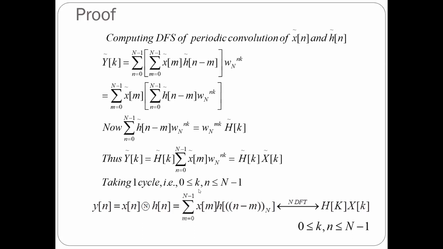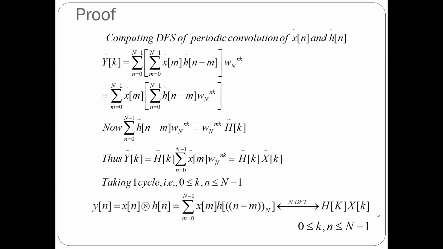So we will take one cycle of that. One cycle of y tilde of n is equal to y of n. One cycle of x tilde of n is equal to x of n. One cycle of h tilde of n is equal to h of n. So one cycle of the periodic convolution becomes the N point circular convolution. This is equal to sigma m equal to 0 to N minus 1 x of m h of n minus m modulo N, for 0 less than or equal to n less than or equal to N minus 1. It will have an N point DFT given by one cycle of h tilde of k, which is h of k, into one cycle of x tilde of k, which is x of k.